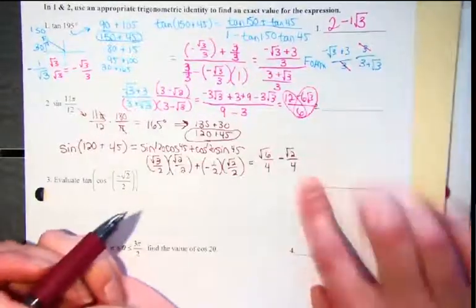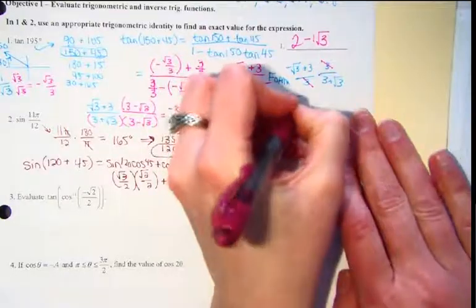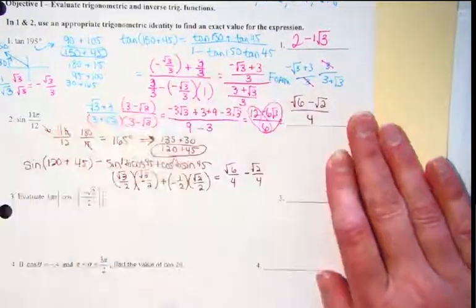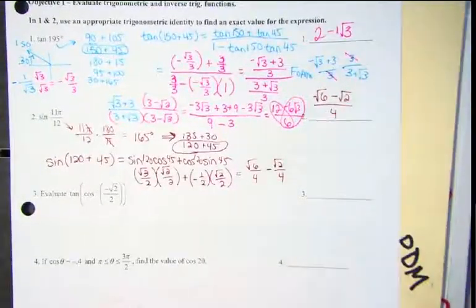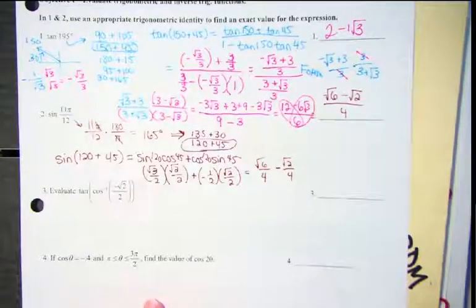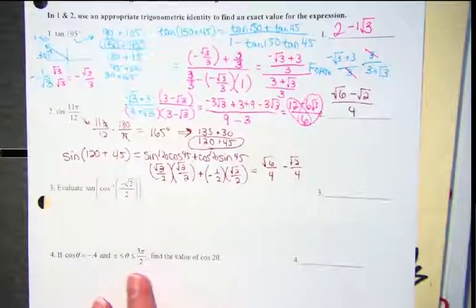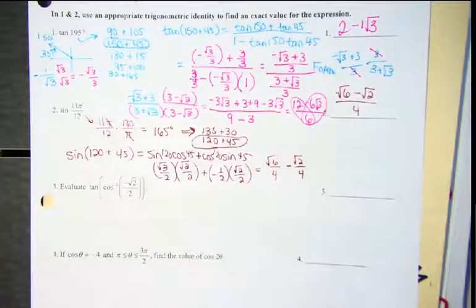And my final answer, I have a difference of two fractions with a common denominator already. Square root 6 minus root 2 over 4. And I can't simplify that anymore. That one's set to go. So you see how that's a little bit nicer than that first problem that had a lot of steps. This one's looking a little better for us. Questions on number 2?